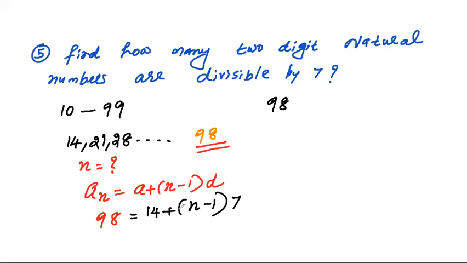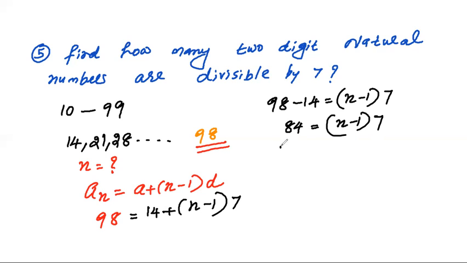Take 14 to the left side, it becomes minus 14, which is equal to n minus 1 times 7. 98 minus 14 is 84. So 84 is equal to n minus 1 into 7. n minus 1 is equal to 84 by 7, that is 12. Then the required n is equal to 12 plus 1, that is 13.